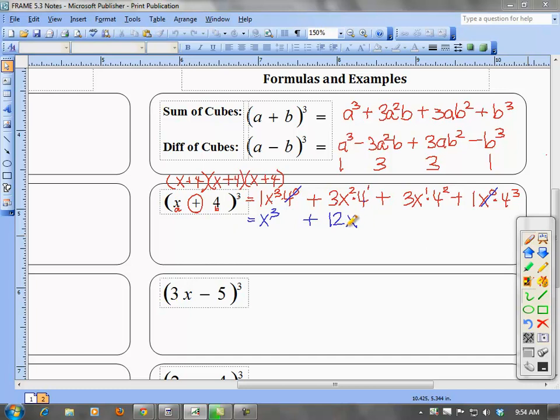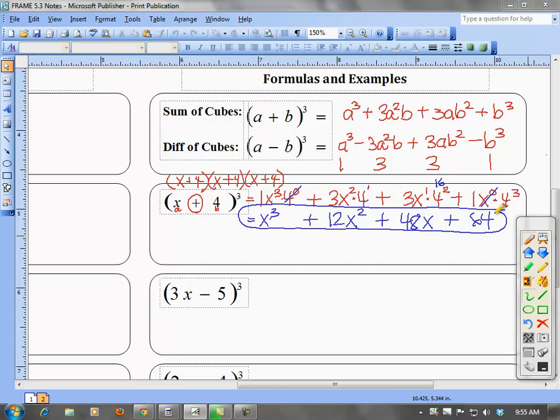so I have 12 with an x squared. Plus 4 squared is 16. 16 times 3 is 48 with an x, plus 4 cubed is 64 times 1 makes 64. This is your final answer, and I didn't have to use FOIL. You'll also notice that there are no like terms to combine, because when you use this formula, everything is in order as it should be with nothing to combine.